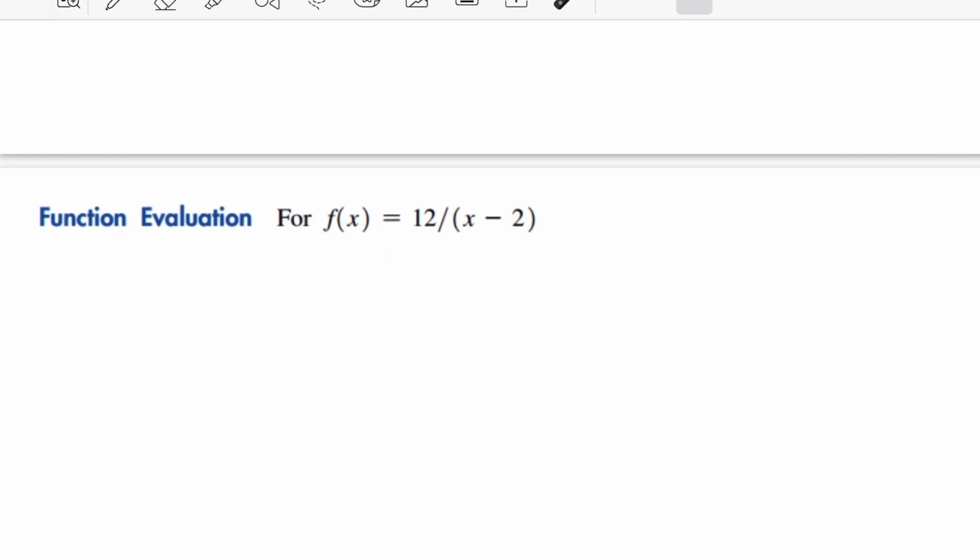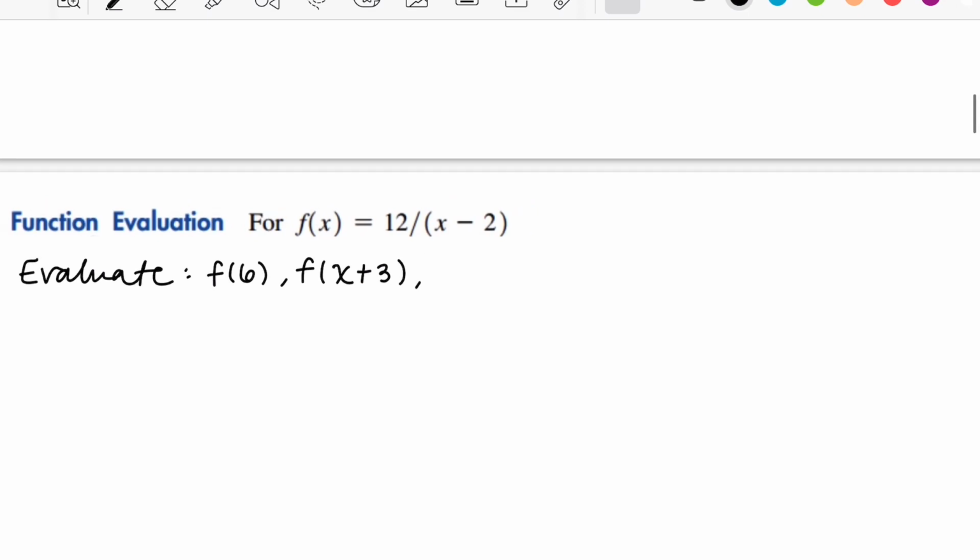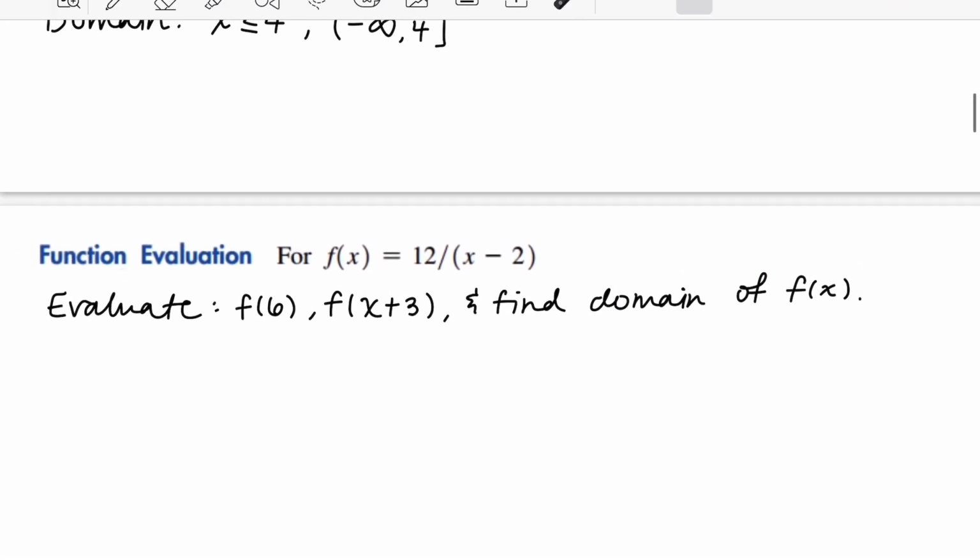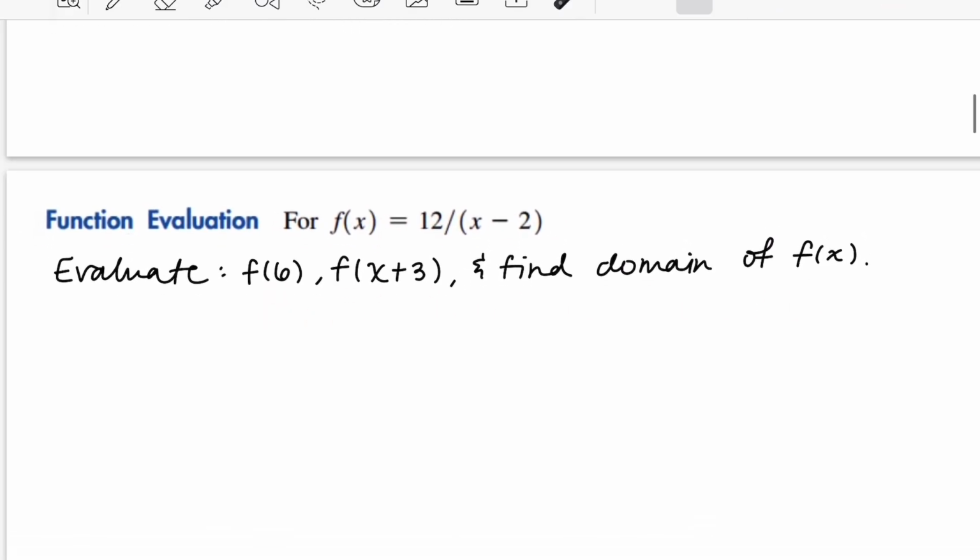All right. In addition, we should be able to look at our function here and evaluate a few values. So what we want to evaluate is f of 6, f of x plus 3, and we also want to find the domain of our function f of x. So just given f of x here, we should be able to do all 3 of these.